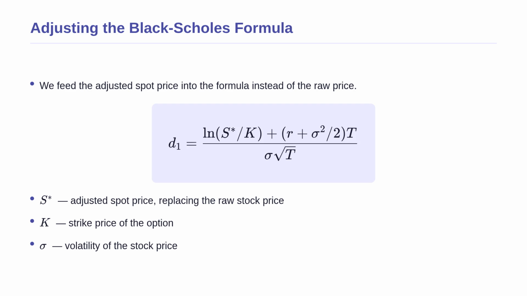Here we see the first step of the Black-Scholes formula, which calculates a variable called D1, measuring the probability of the option being profitable. Notice that instead of the normal stock price, we use S star, our adjusted spot price. K is the strike price, which is your locked-in buying or selling price. The symbol sigma represents volatility, measuring how wildly the stock price swings. By feeding S star into the formula, we mathematically pretend the stock does not pay a dividend, allowing the continuous math to function perfectly.